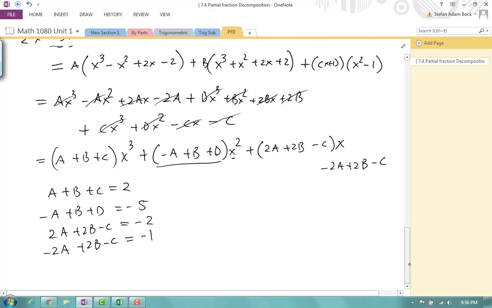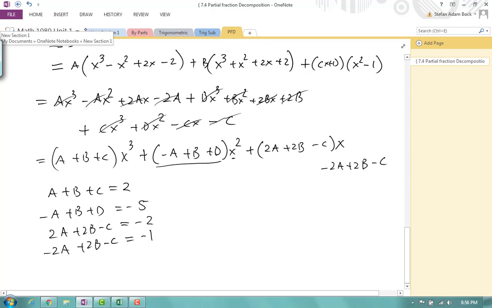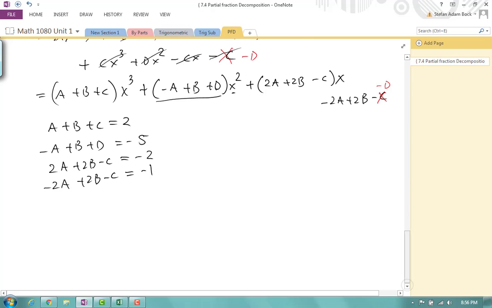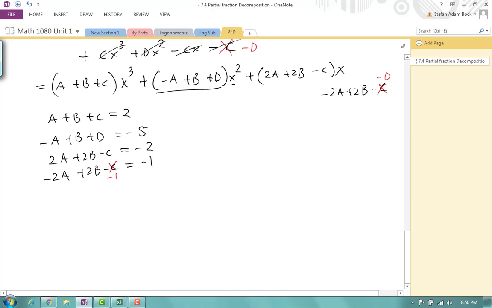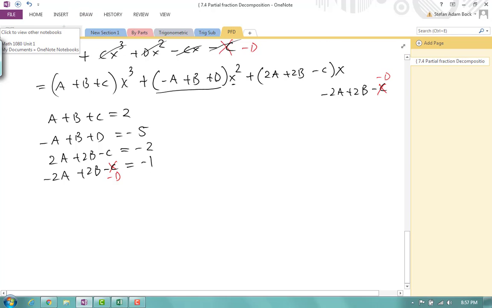Hold on. My D was supposed to show up twice. I made a copy error. So let's see. The D was supposed to distribute to these guys, which means I'm supposed to have a minus D here, which means this one is supposed to be a minus D. Much better. You do enough of these and you get a good feeling of what's supposed to show up.